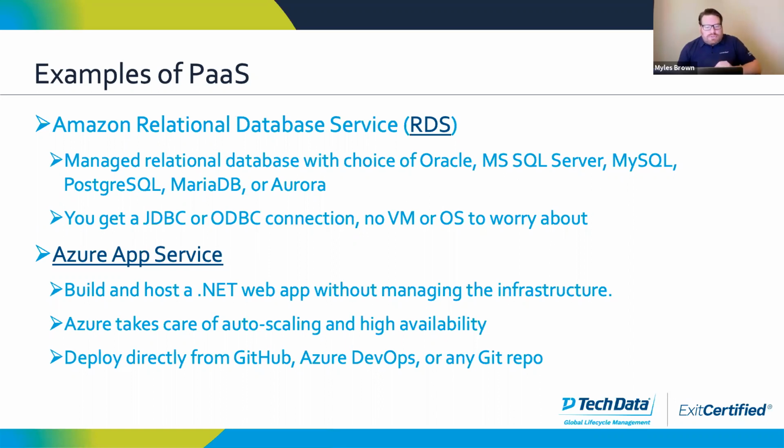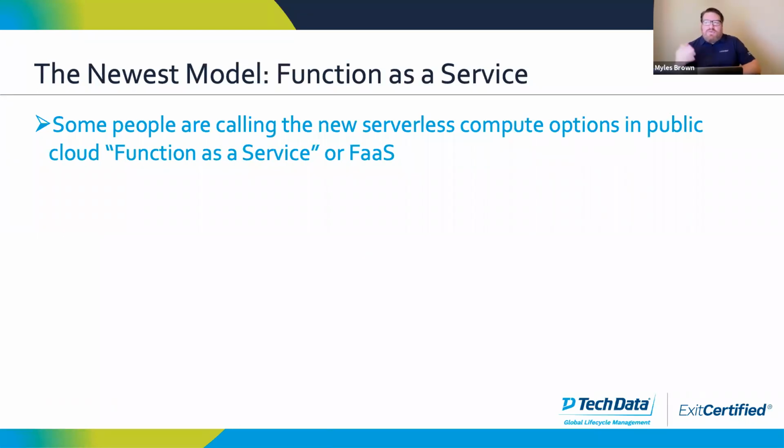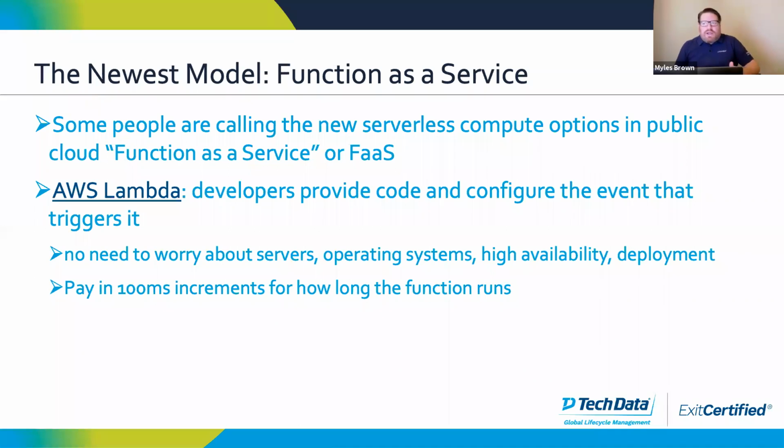The newest one of these would be function as a service. Serverless compute, some people call it. And so in the AWS world, we have Lambda, right? Where as a developer, I provide code, but I don't have to think about the servers, the operating system. What if that virtual machine dies? I might have to have multiple virtual machines working for high availability. And where do I deploy the code to? You don't think about any of that.